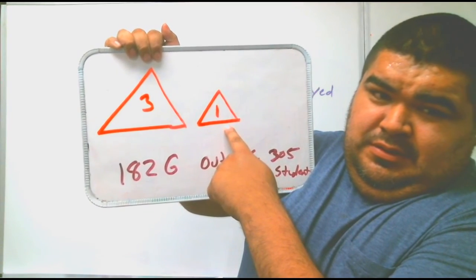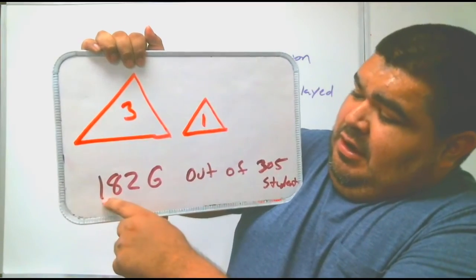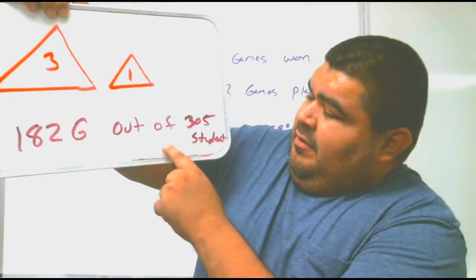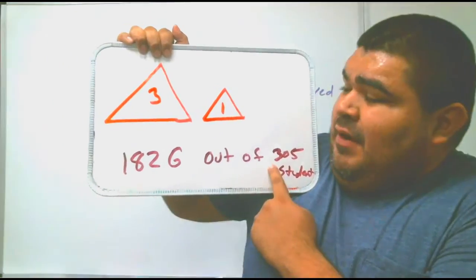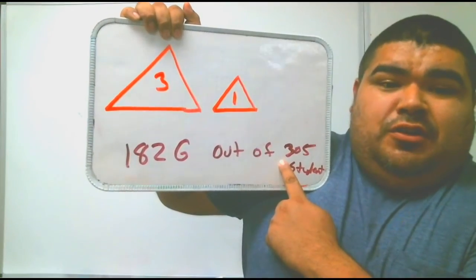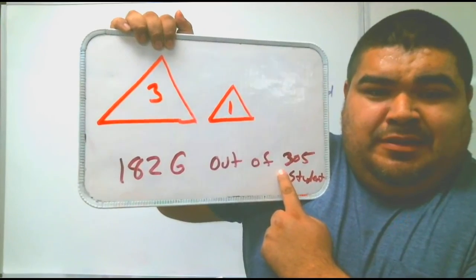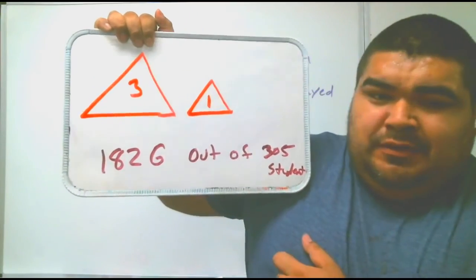And then finally, there are 182 girls out of 305 students at PA. Find the percentage of girls at Precision Academy out of 305 students.